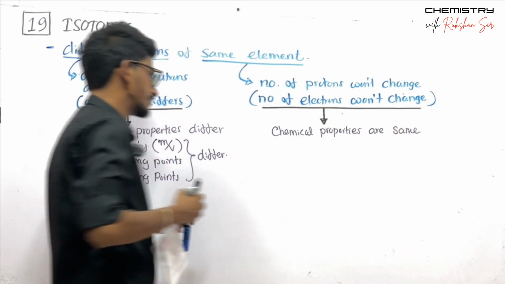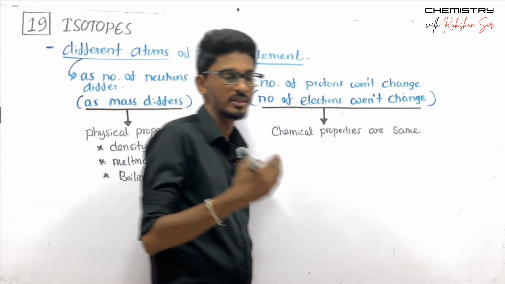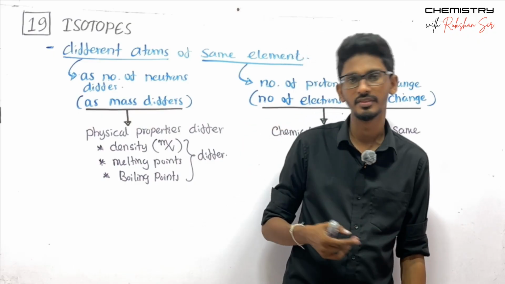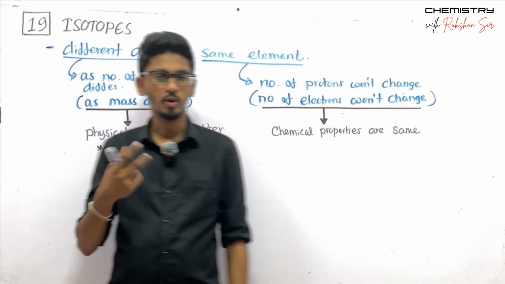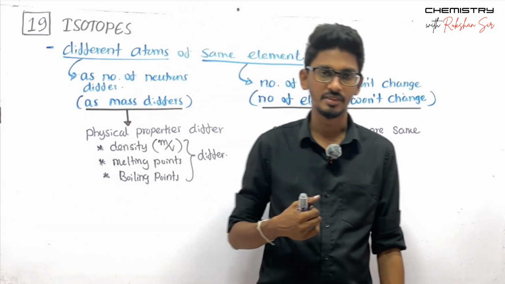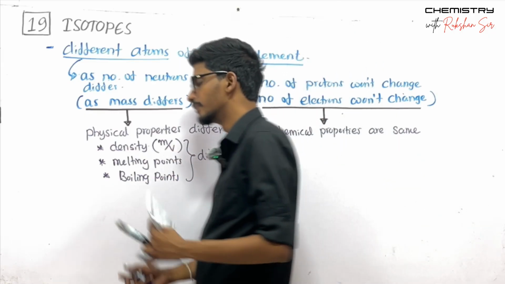Chemical properties are same. With isotopes, the chemical properties are same. With carbon 12, carbon 13, carbon 14 isotopes, the chemical properties are same. With hydrogen, the protium, deuterium, tritium, the chemical properties are same, even though the boiling points, densities, melting points differ.